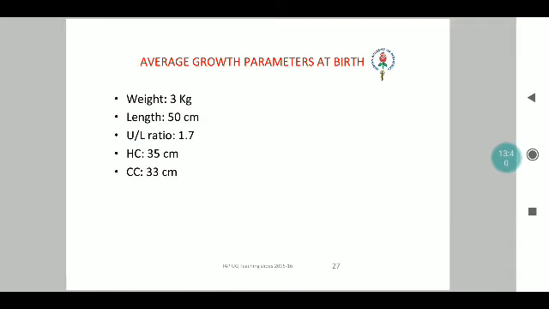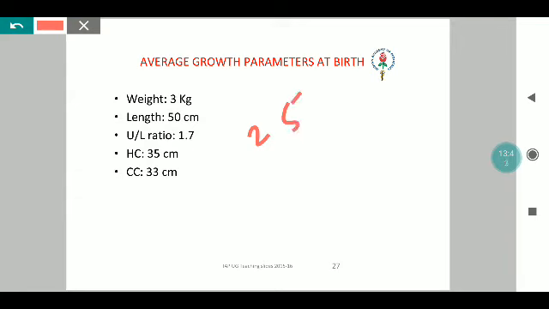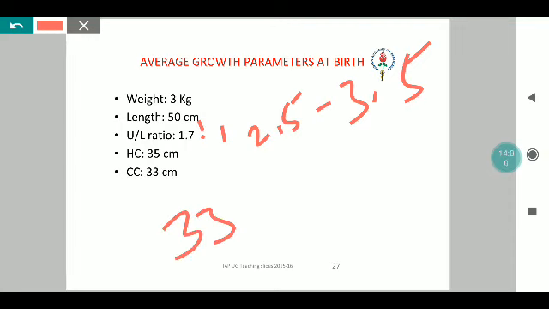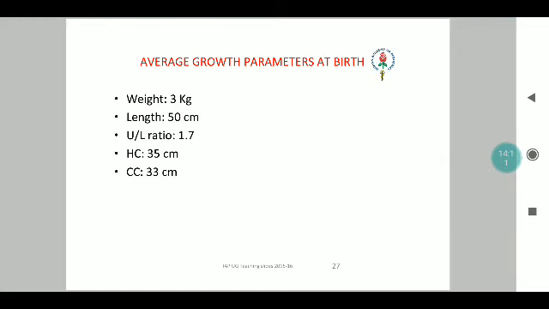Now, coming to the anthropometry of a child which is expected at birth, the normal birth weight is between 2.5 to 3.5 kgs. Normal length which is expected is 50 centimeters. The upper segment to lower segment ratio is 1.7:1. It's a ratio. The expected head circumference is 33 to 35 centimeters, and expected chest circumference is 33 centimeters, and as a thumb rule, head circumference is always greater than chest circumference. These are the average growth parameters at birth, the anthropometry of a neonate.